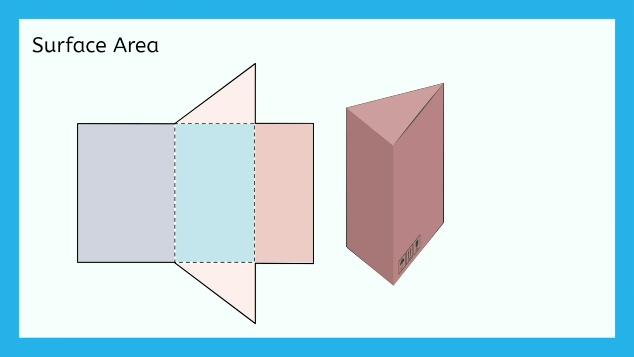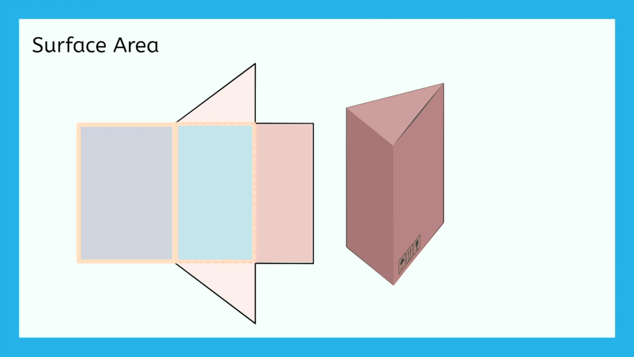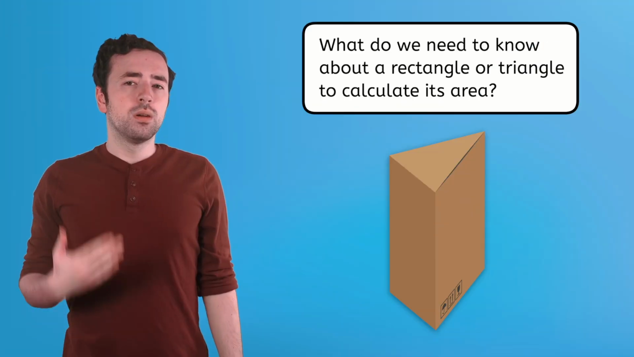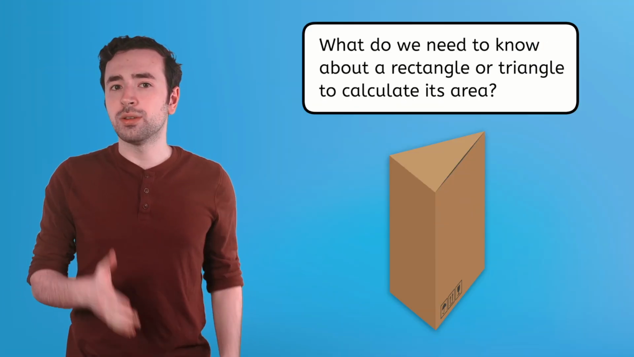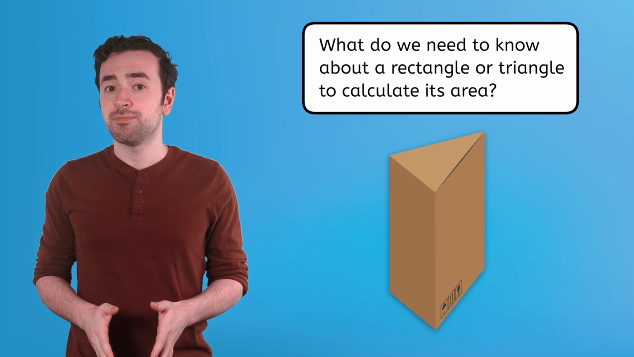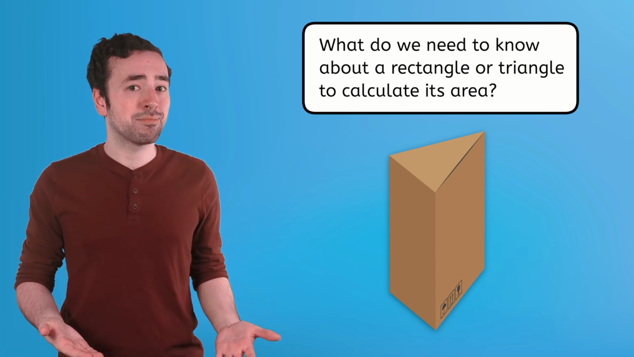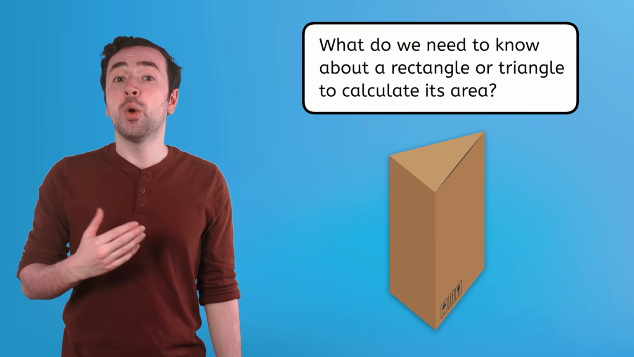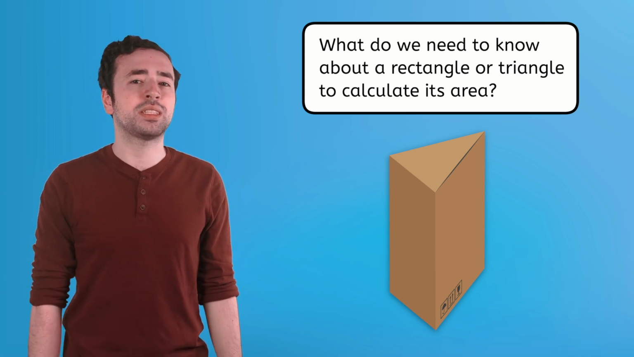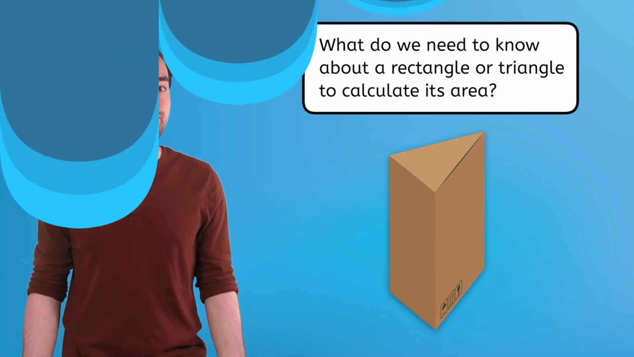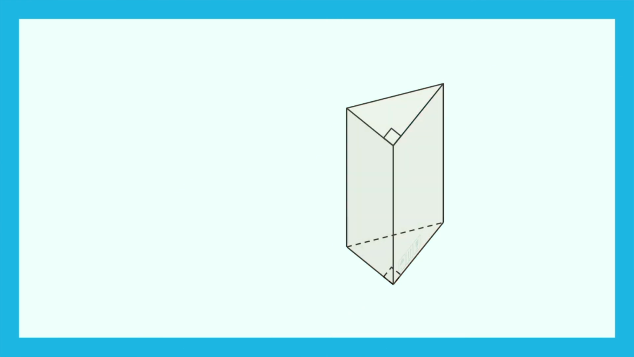We need to calculate the areas of 3 rectangular faces and 2 triangular bases, which is 5 faces in total, and then add them together to get the area of its entire surface. What do we need to know about a rectangle or triangle to calculate its area? We need the dimensions of its base and height. So to calculate this box's surface area, we need to know the base and height of each rectangular and triangular face. Let's go ahead and work with this 3D view that we can see through so we can visualize each face. And here are its dimensions.